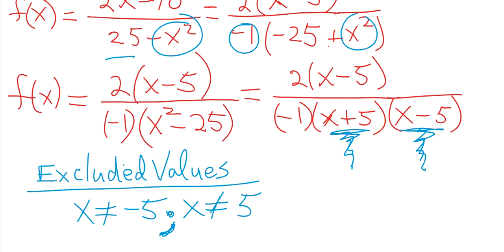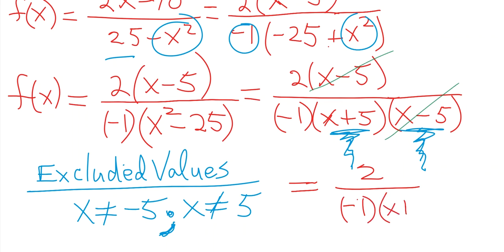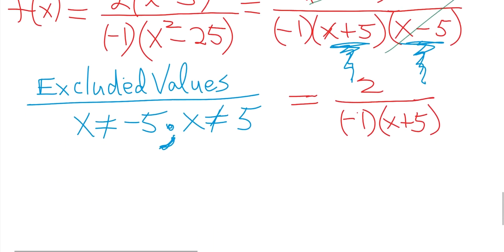So now, I think you recognize that these terms right here would cancel each other out, right? So what is my simplified answer? My simplified answer would be equal to 2 divided by -1 times x plus 5. And that can simplify just a little bit more.